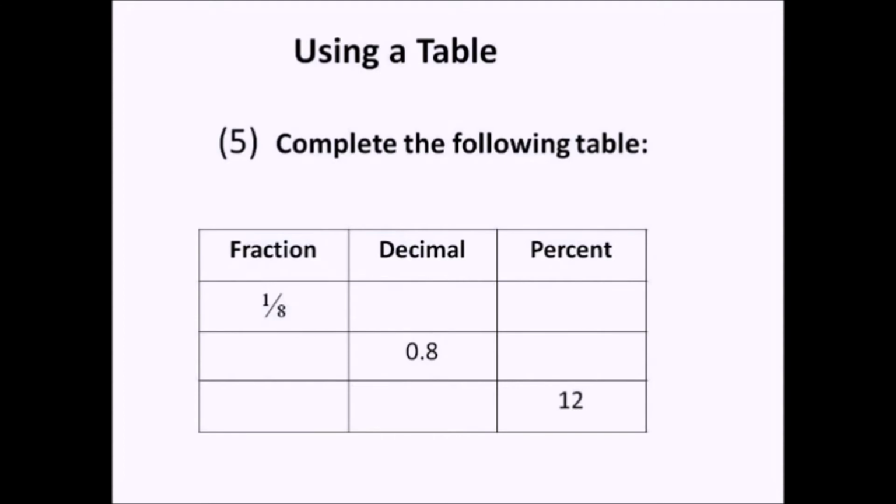Number 5, using a table. Complete the following table with fraction, decimal, percent. The fraction 1/8: change it to decimal, change it to percent. The decimal 0.8: change it to a fraction, change it to a percent. And the percent 12: change it to a decimal and change it to a fraction. Go ahead, work those quickly. Do the changes. Put your numbers in on the table. Let's go.